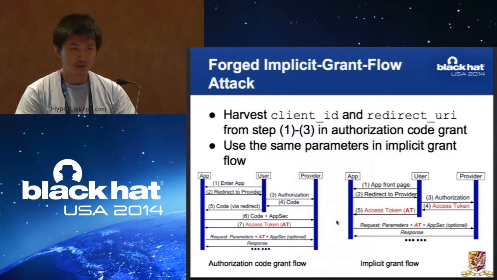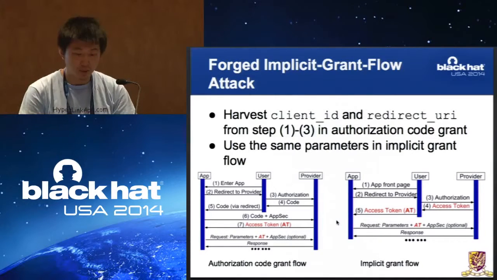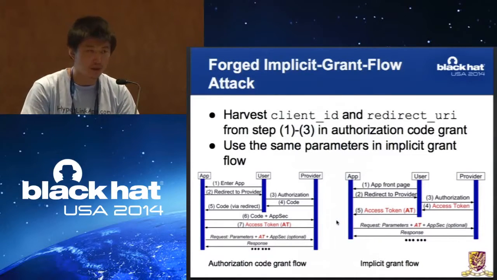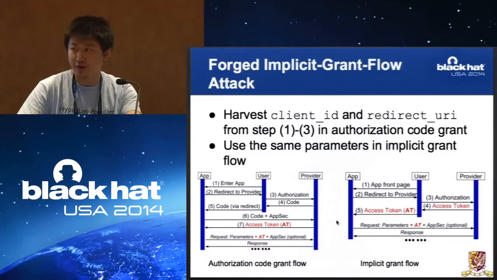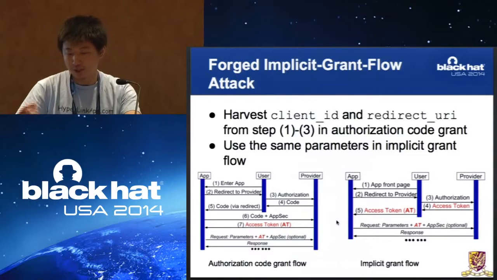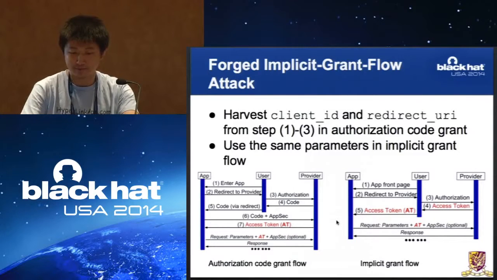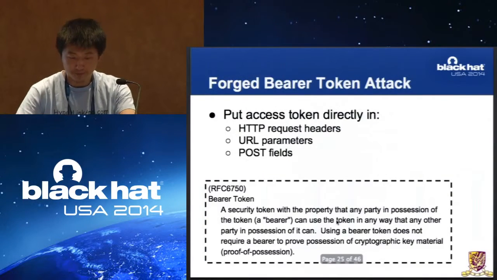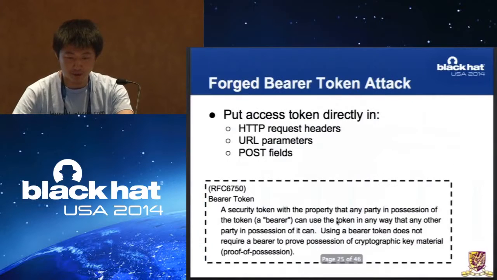So what you can do is first normally do the authorization code grant flow, which is supposedly used by the developer. And during this process, you can harvest the two parameters, and you trigger the implicit flow with these two parameters. So that's the implicit grant flow.